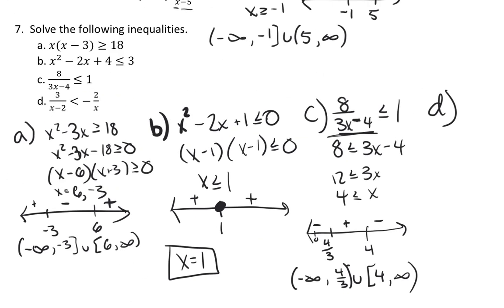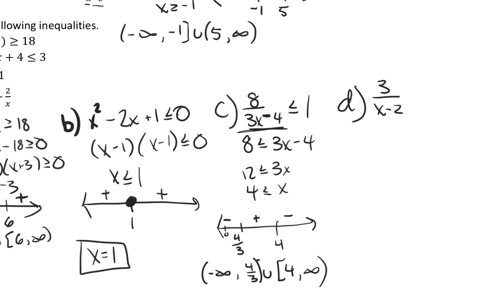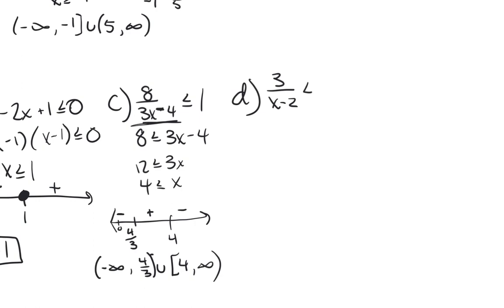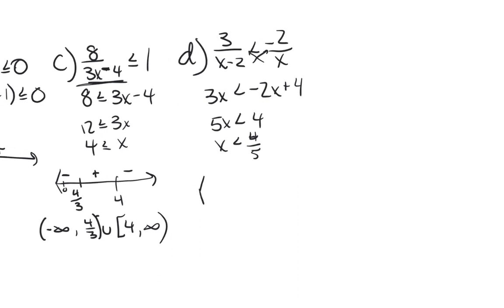Then part D, we have 3 over 2x is less than -2 over x. We're going to start by cross multiplying here and getting 3x is less than -2x plus 4. Move that over, we'll get 5x is less than 4, and get x is less than 4 over 5.